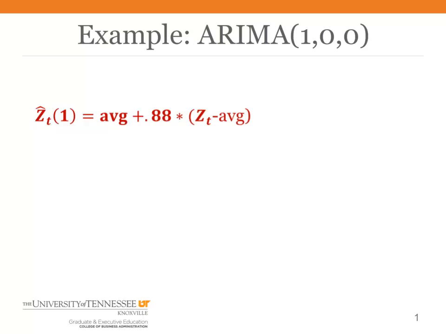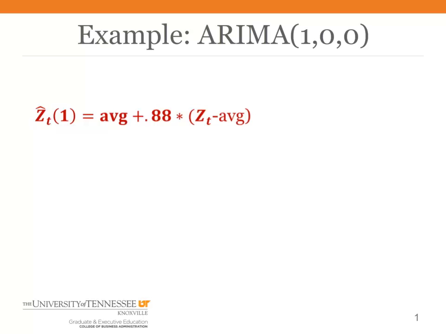Here's an example with P equal to 1. That is a simple one variable regression model, and I've written it just a little bit differently here so you can see what is going on. Let's pretend we're in week T and we're going to forecast what's going to happen in week T plus 1. The way we do that, we start with the overall average and we add to that a fraction. In this case, the fraction is 0.88. We add that fraction of how much this week exceeded the average.